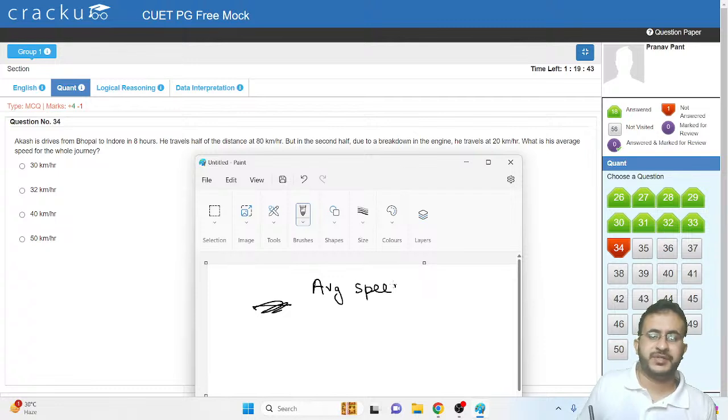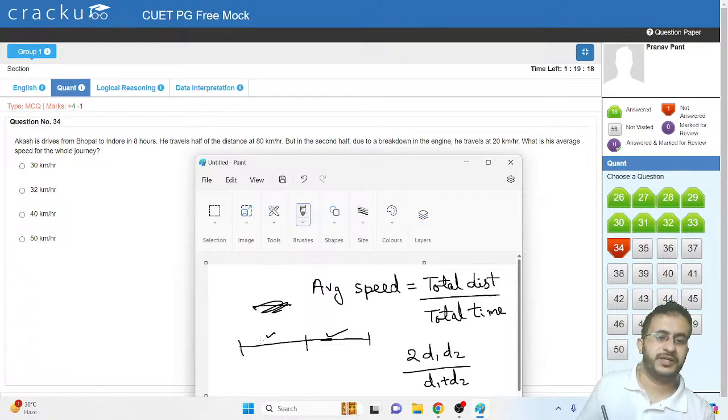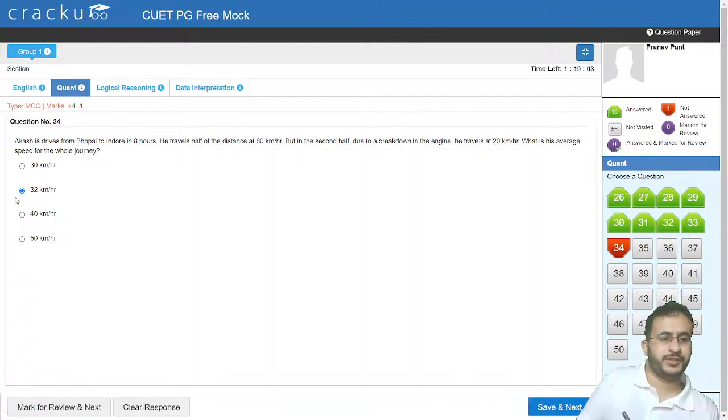Always remember that average speed is total distance upon total time. If we have equal distances, say a person goes from one place to another and half of the distance is given separately, the answer is 2 d1 d2 upon d1 plus d2. This happens only if these two distances are equal. So we use 2 d1 d2 by 100, and we get 4 into 8, 32 kilometers per hour.